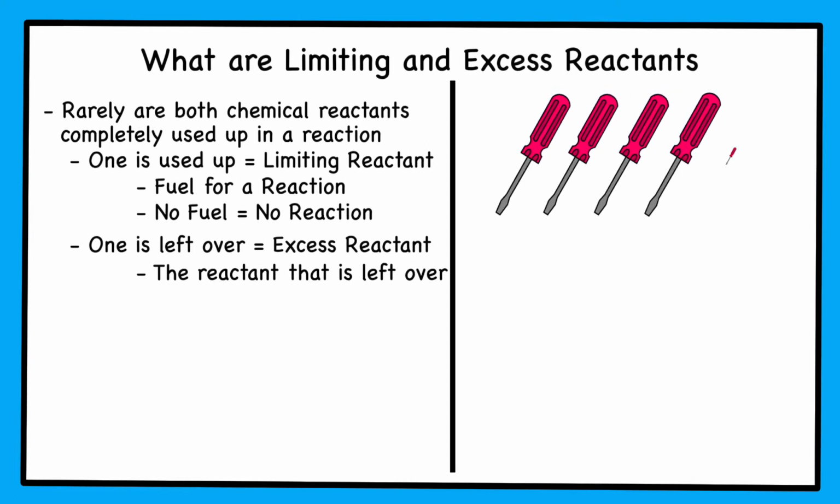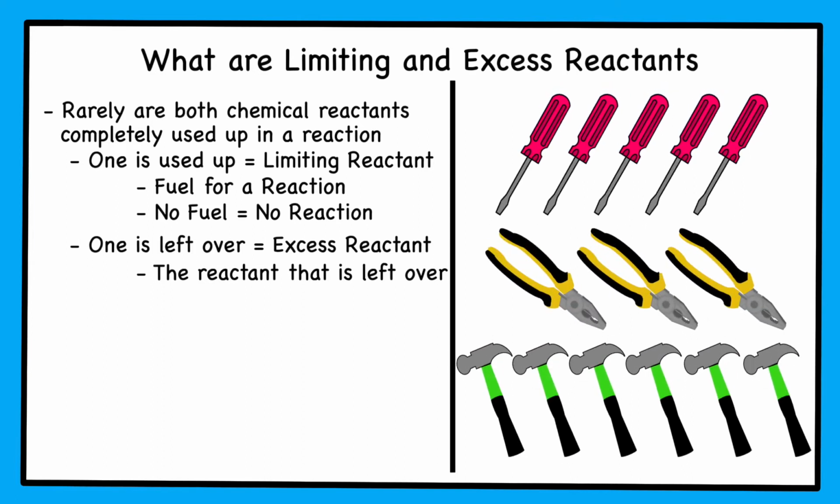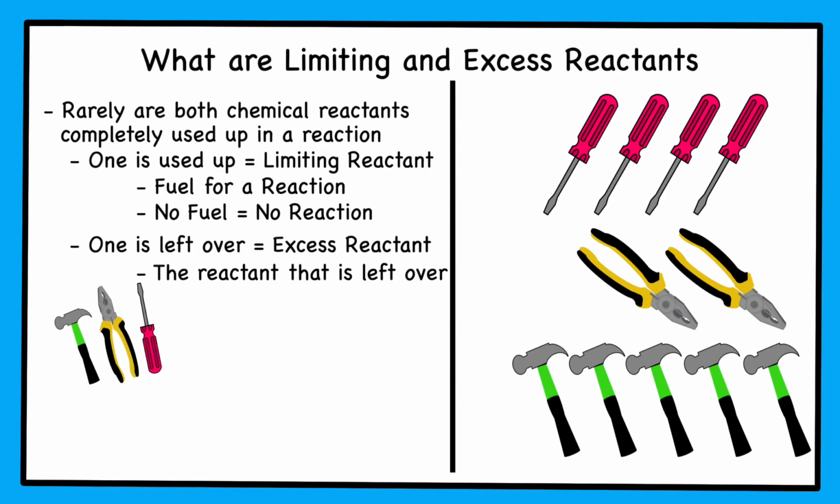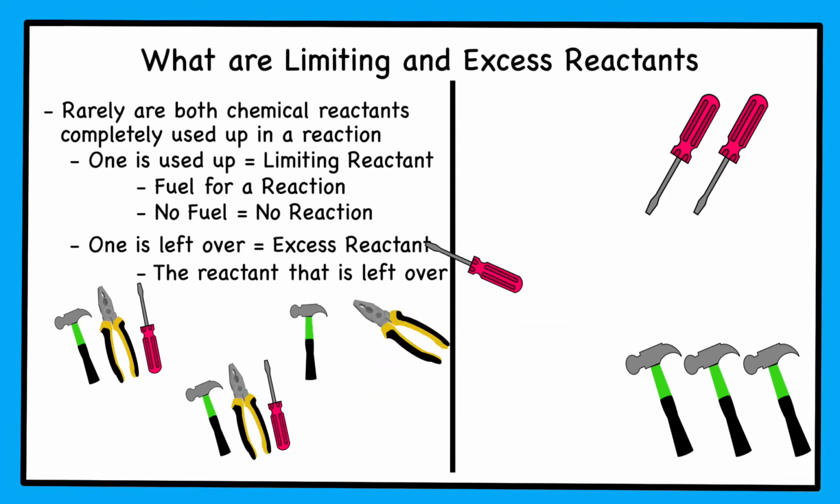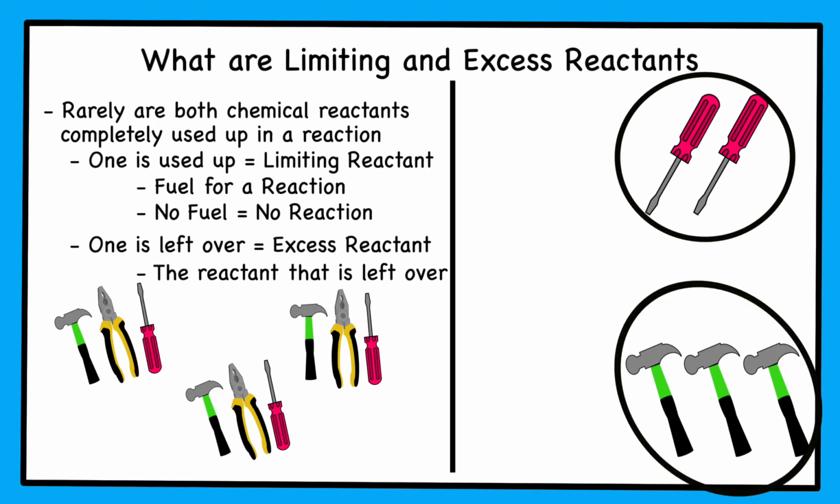I have 5 screwdrivers, 3 pliers, and 6 hammers. I need to make groups containing one of each of these 3 tools. So let's start off by making our first group, one of each tool. That leaves me 4 screwdrivers, 2 pliers, and 5 hammers. I could continue to make 2 more groups, leaving me with 2 screwdrivers and 3 hammers left over. Since I do not have any more pliers, I cannot make another group of tools. Because of this, my pliers are my limiting reactant and are fully used up. My screwdrivers and hammers are left over and cannot create a group with 3 different tools. Because of this, they are our excess reactants.